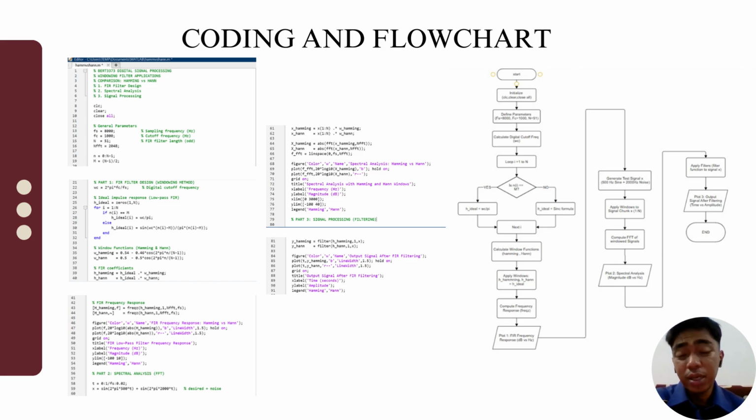This is where the Hamming and Hann windows come in. We apply the mathematical windows to our ideal coefficients. Finally, we generate a test signal and apply it to the filter. We use the fast Fourier transform to analyze the frequency spectrum, because we want to compare the results.